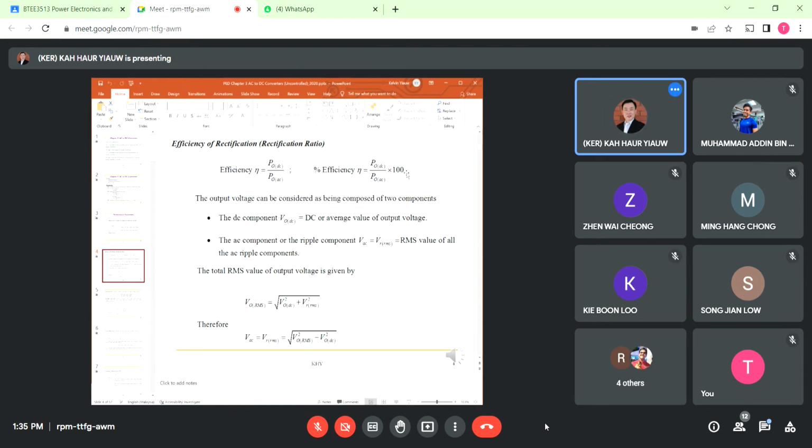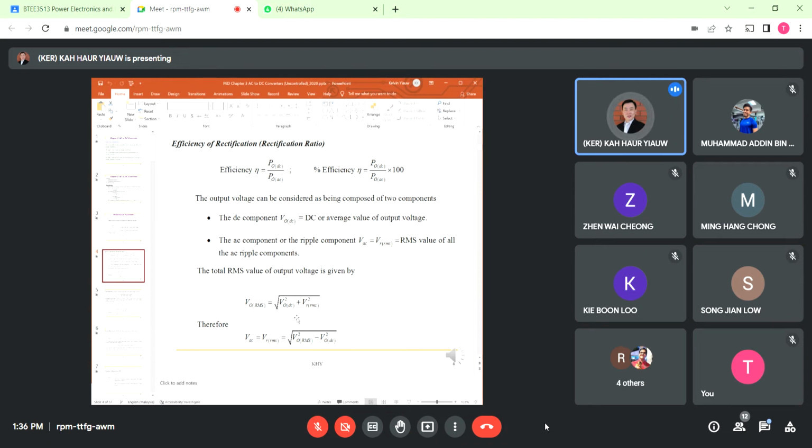Now, you know that in a given waveform, for example, the voltage waveform here, the output RMS normally comprises of the so-called DC and also its ripple. So that makes the difference between the DC and also the RMS value.